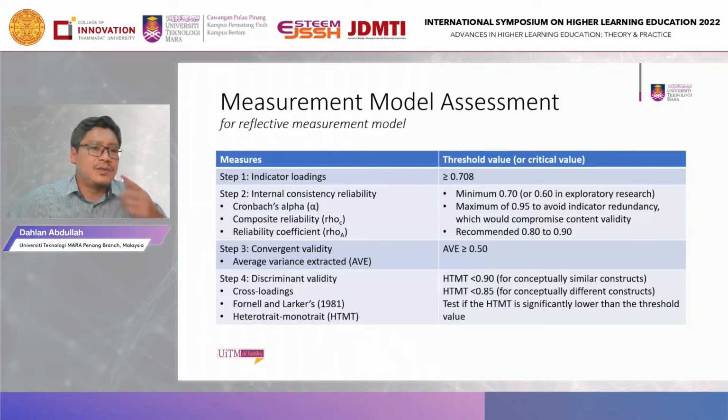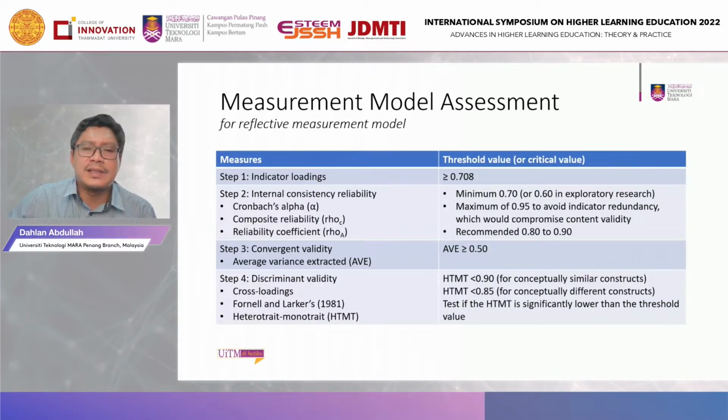Actually, Cronbach's alpha is quite strict in terms of measuring the reliability. Compared to composite reliability, which is more lenient. Meaning when we use composite reliability to measure reliability, normally the score will be higher than Cronbach's alpha, even though they are measuring the same thing. Because of that, scholars have developed another measure for reliability called rho A, the reliability coefficient rho A. Rho A falls in between.